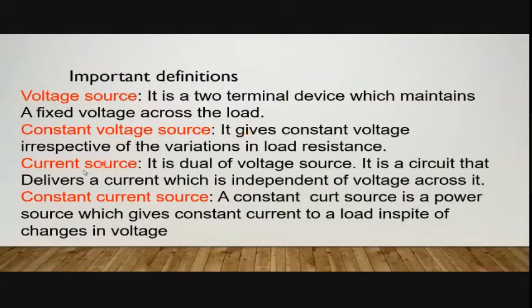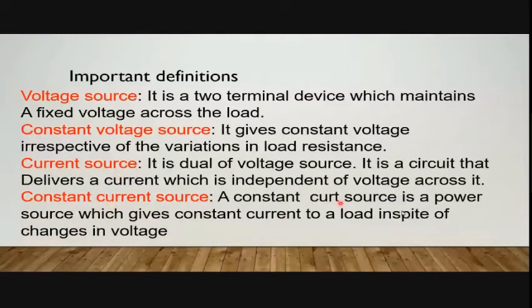Okay. Similarly, let us see what is a current source. It is exactly complementary to the voltage source. It is a circuit that delivers a current which is independent of the voltage across it. Here what happens in a voltage source? Whatever is the load resistance, voltage should remain constant. Here, whatever is the voltage across the load, the current should remain constant. This is called a current source.